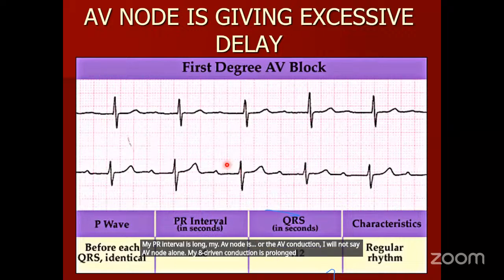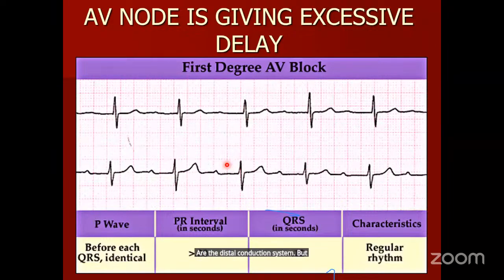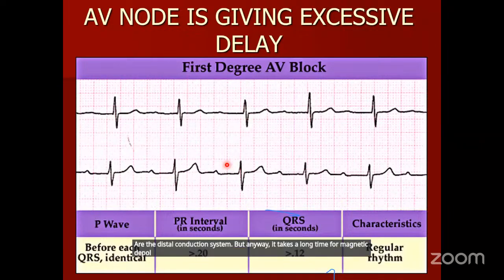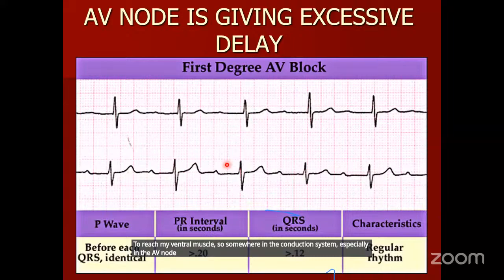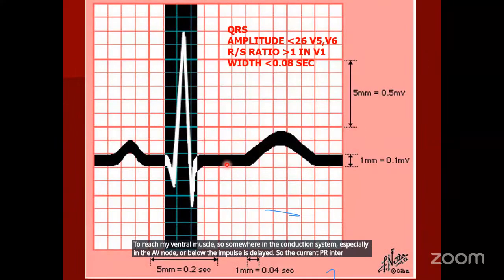It can be prolonged at the AV node or the distal conduction system. But anyway, it takes a long time for my atrial depolarization to reach my ventricular muscle. So somewhere in the conduction system, especially in the AV node or below, the impulse is delayed. So the prolonged PR interval is first degree atrioventricular block.